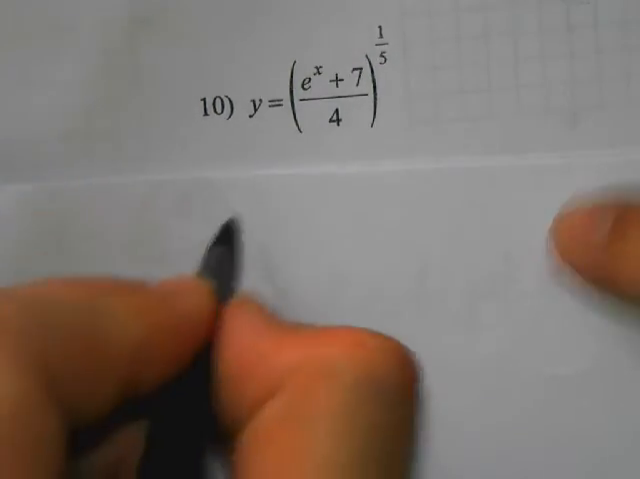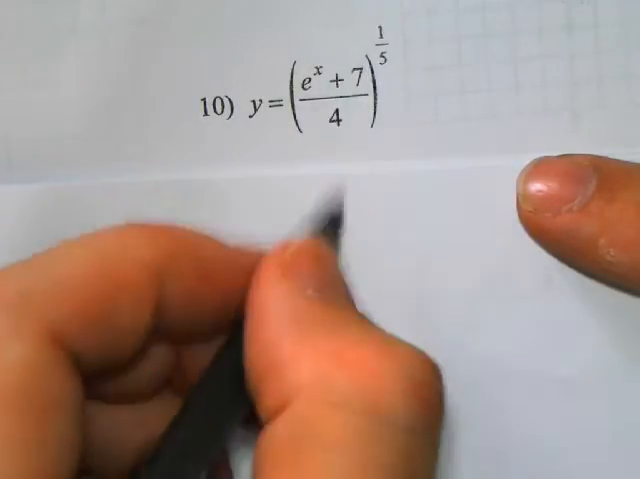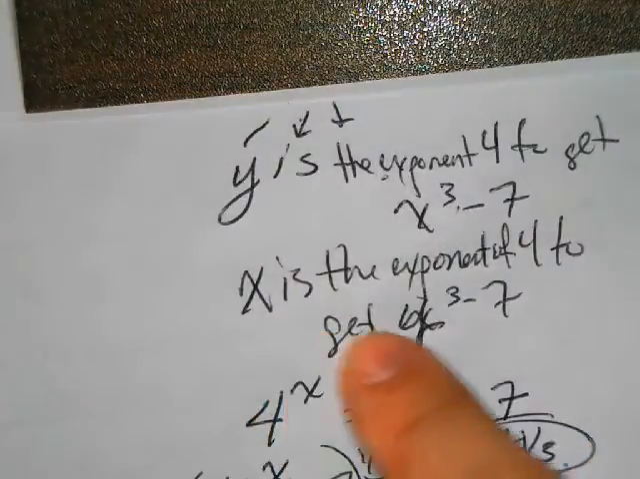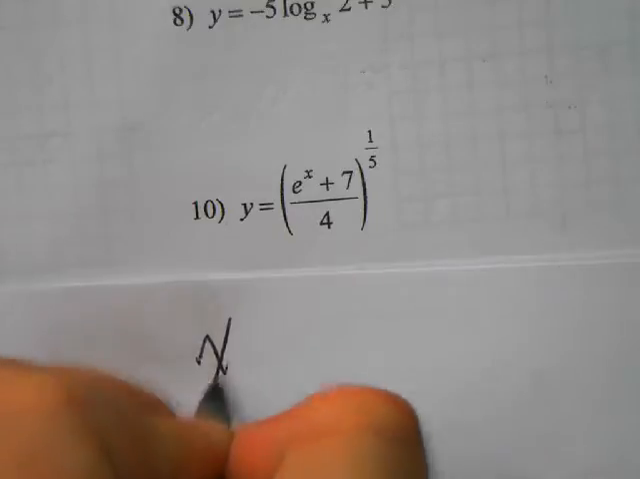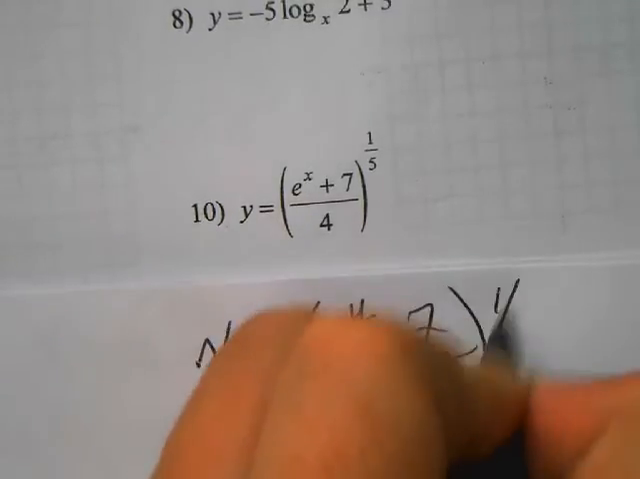Is saying that y equals e to the x plus 7 over 4 to the 1/5 power. So we need to switch our x and our y so that we don't make the same mistake that we made last time, and we have to go back and make sure that we do it right. So the first thing you always want to do is switch those variables. X is e to the y plus 7 over 4 raised to the 1/5 power.